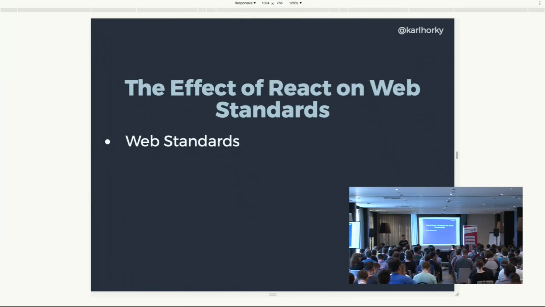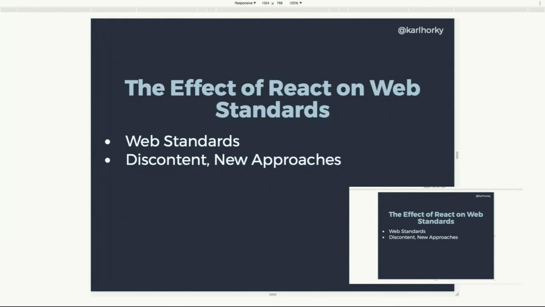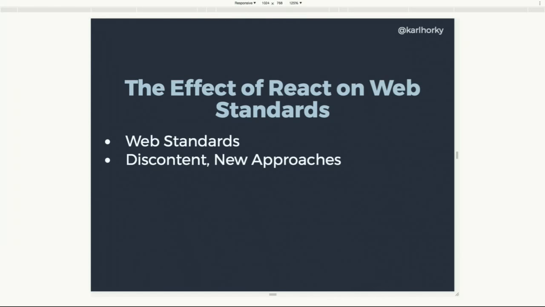So what are we actually going to be talking about today? We're going to be talking about web standards: what web standards are, who makes web standards, how web standards are made, so the process that they go through, and the discontent, so the problems that both the React community and also the JavaScript community and web developers in general have with web standards. We'll be talking about new approaches as well. So that means different libraries and frameworks that have taken different approaches, and also different languages.